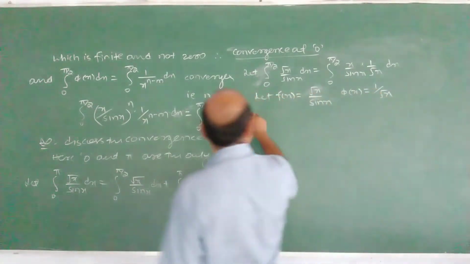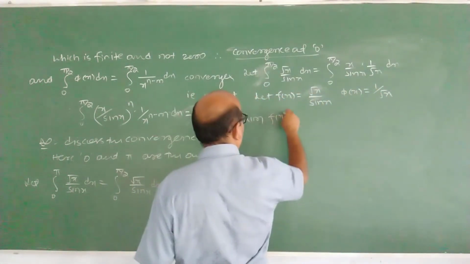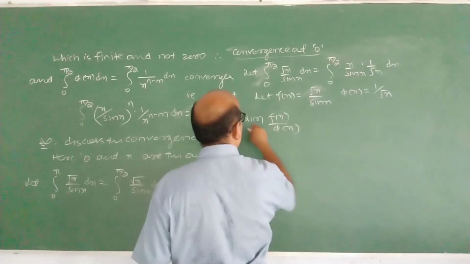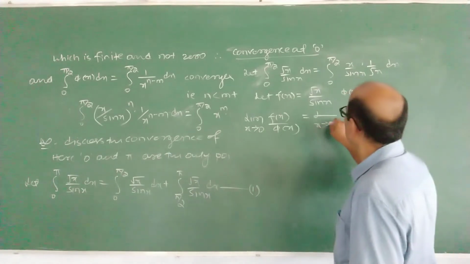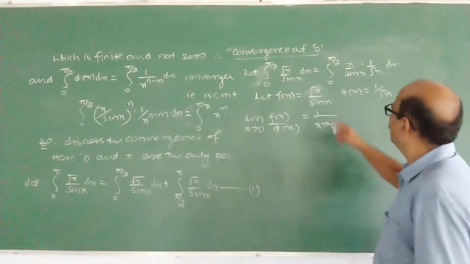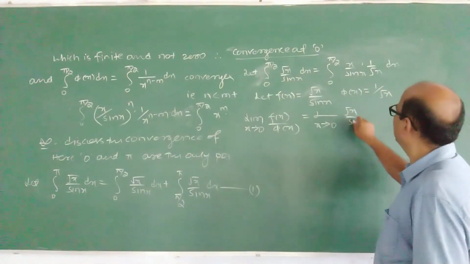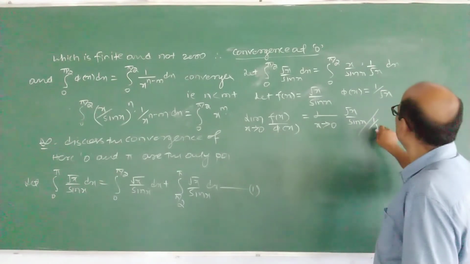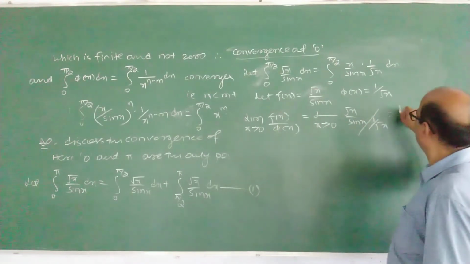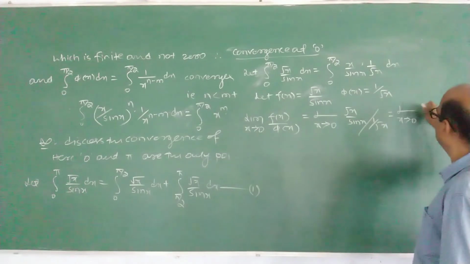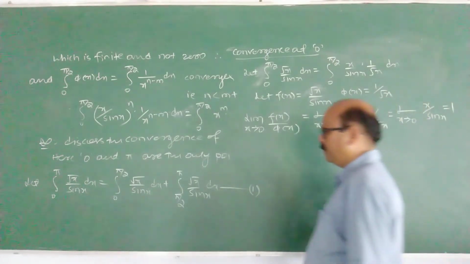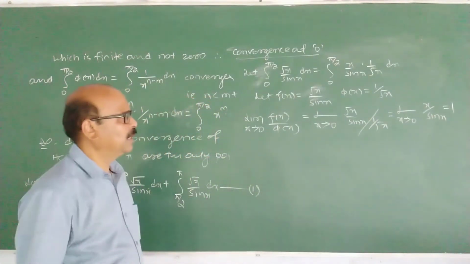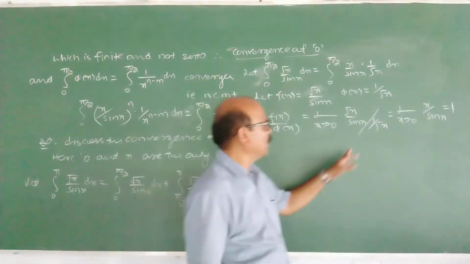How do you apply the comparison test? You have to consider the limit of f(x) by g(x) as x tends to 0. That is limit x tends to 0 of root x by sin x upon 1 upon root x. Therefore, limit x tends to 0 of x by sin x. It is 1. All of you, I think, understood this step.